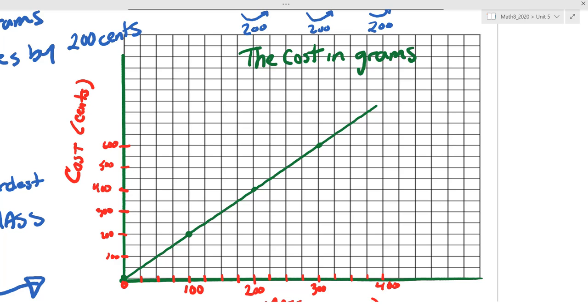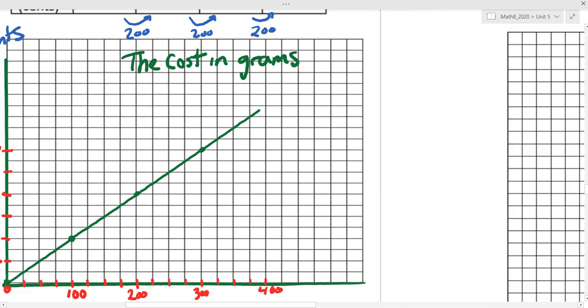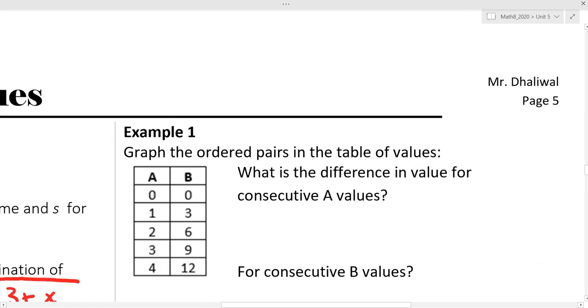So the point of this lesson is to start looking for patterns. We're going to look at how the x value increases, how the y value increases, and how x and y relate to each other. Okay, so going over to the first example here.